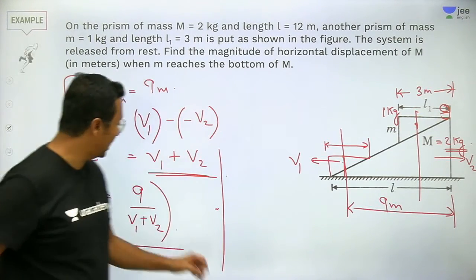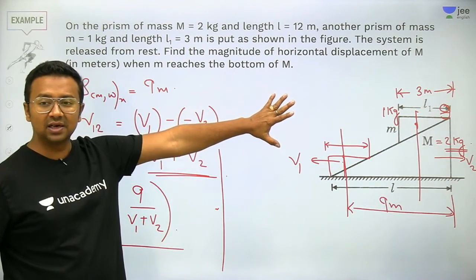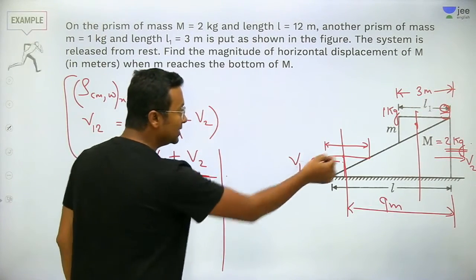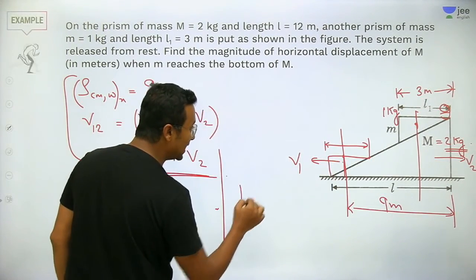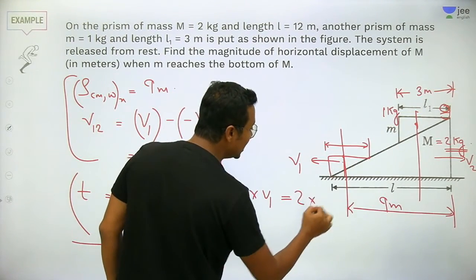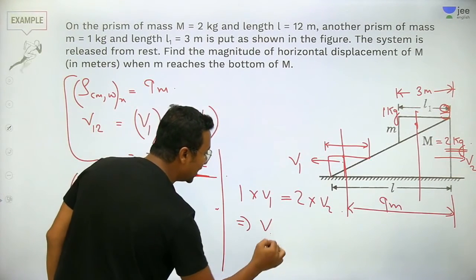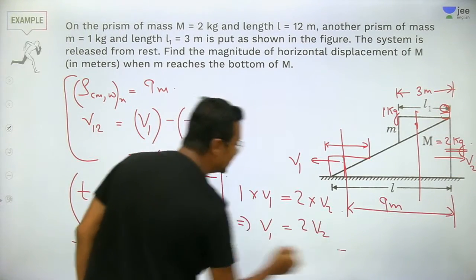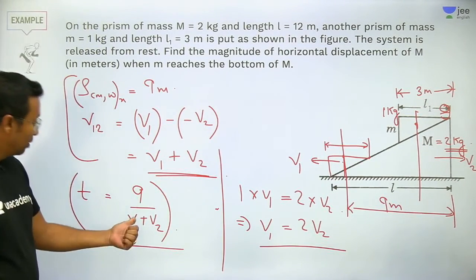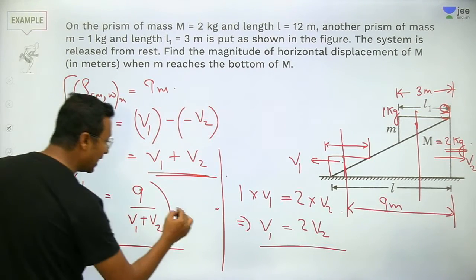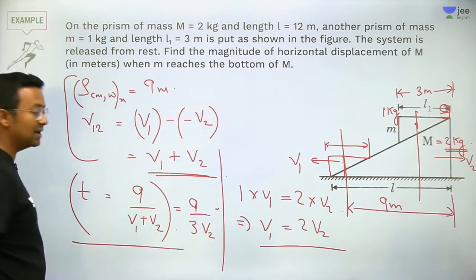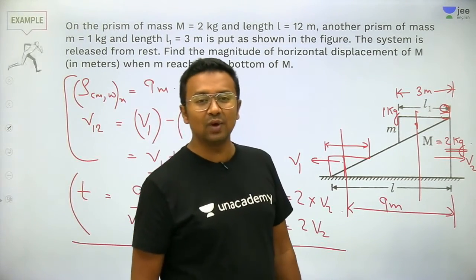Let's have a look at this. Okay. Momentum will be conserved in the entire process. Now, what is the momentum? Simple thing. You see, this has got a mass 1 kg into v1 will be equal to how much? 2 kg into v2. That means I can write down my v1 will be equal to 2v2. Conservation of momentum I have applied out here. Put it out here. What do I get? I will get 9 divided by 3v2 as the time taken.